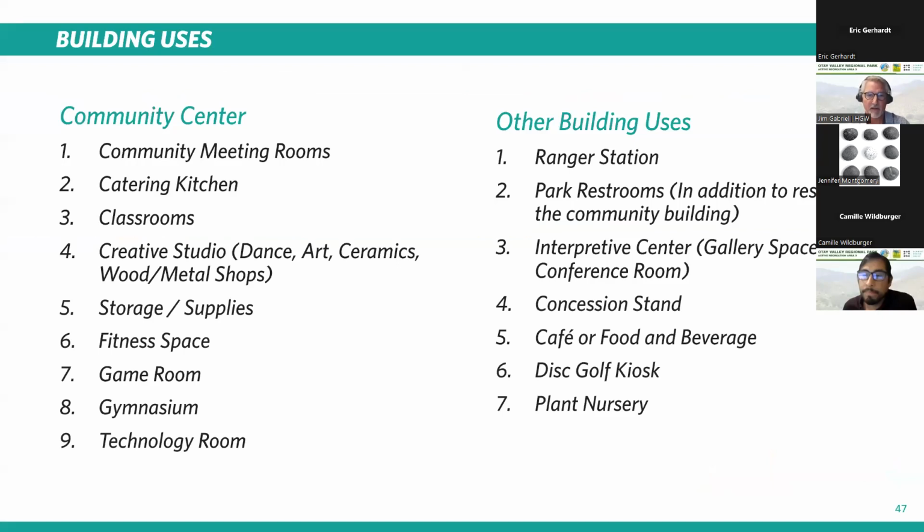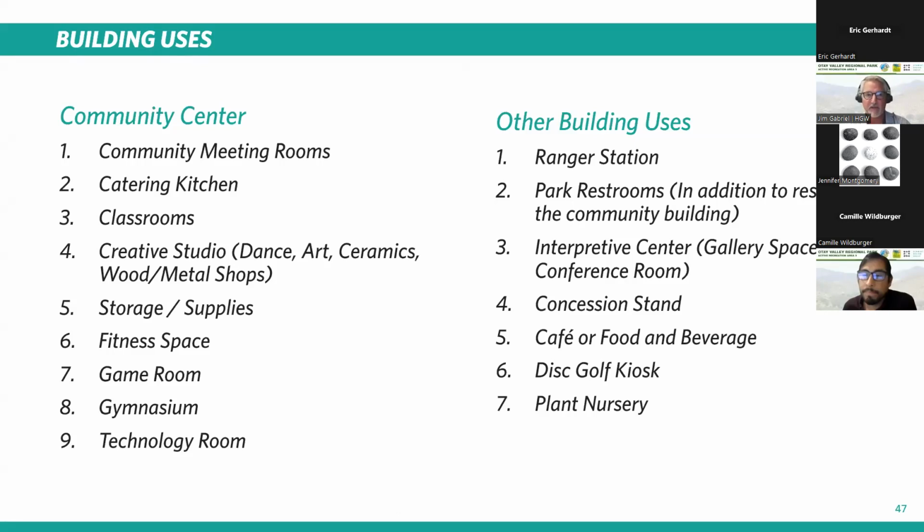So the column here on the left is outlining various uses that would be within a community center building, likely uses. And of course, there could be others that we don't have indicated yet that we would love to hear from you on. And then the column on the right represents additional building uses that might be within the park at large. And those are uses, like maybe a new ranger station, additional park restrooms, concession stand, interpretive center, disc golf kiosk, or even the continuation of a plant nursery, kind of community serving nursery operation.